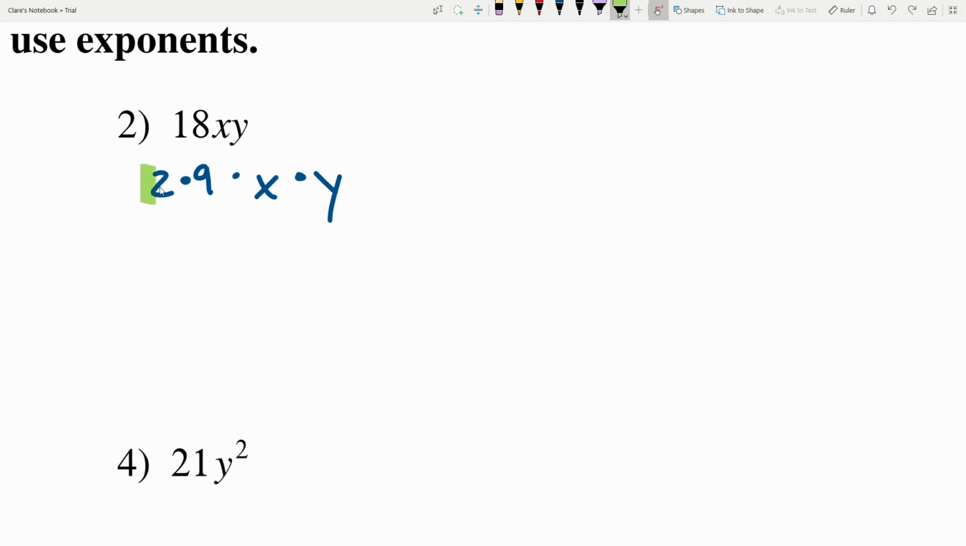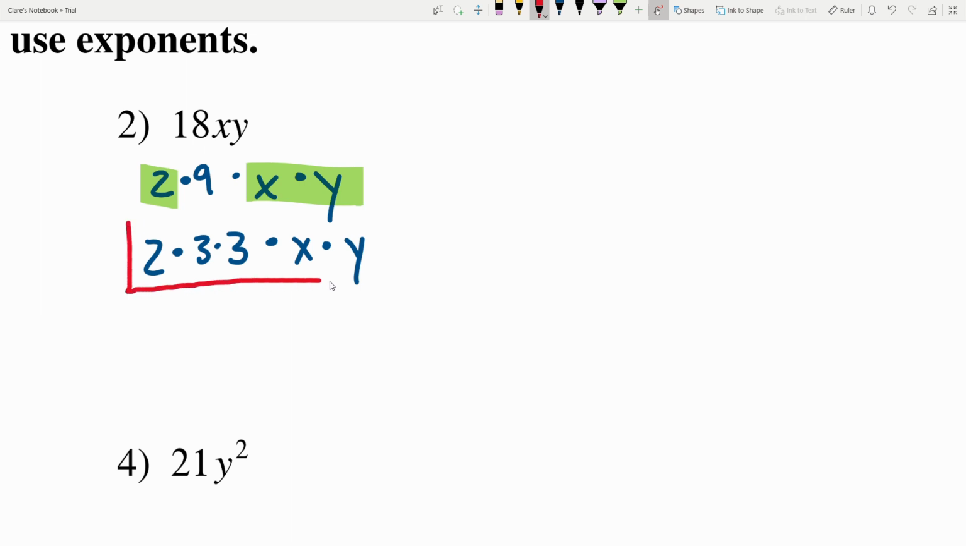But 9 is not prime, so I have to split 9 up into its prime factors. So that's going to be 2 times 2 doesn't go into 9, but 3 does. 3 times 3 gives us 9, and we'll multiply that by x and y. So you can see I have all prime numbers multiplied together with my variables, so this is the prime factorization of 18 times xy. 2 times 3 times 3 times x times y.